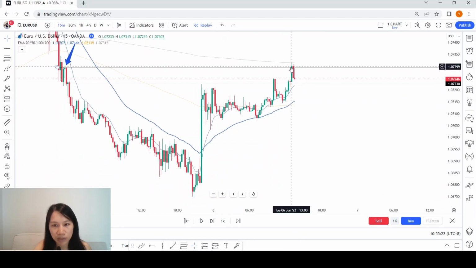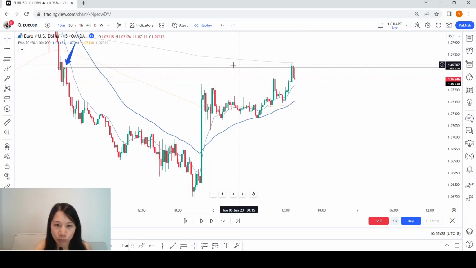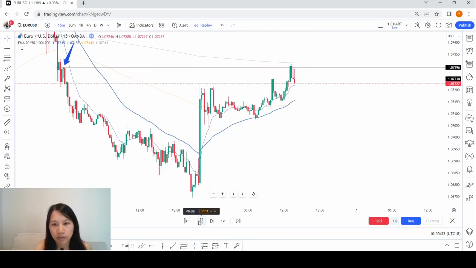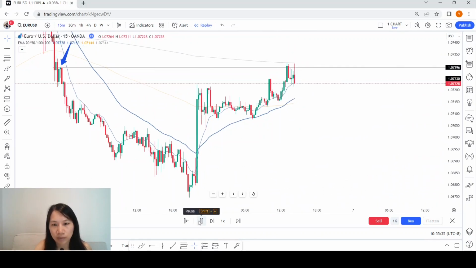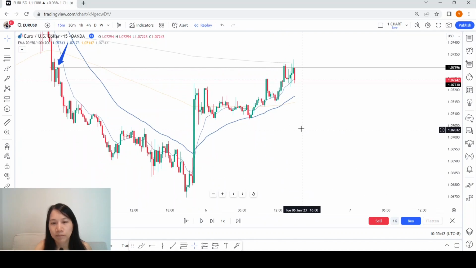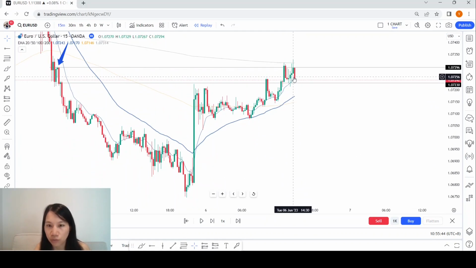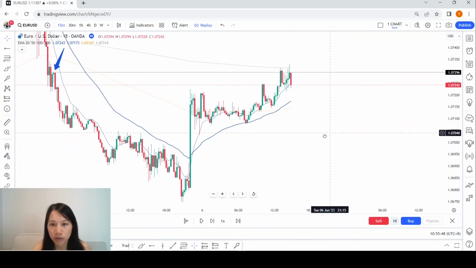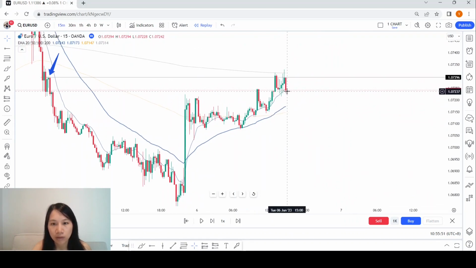Okay, let's see how it plays out. I'm expecting a trigger candle like a bearish engulfing or a big shift candle to break through this range. Okay, so let's see. Okay, so this is the trigger candle. Let me remove this. So this is my trigger candle.